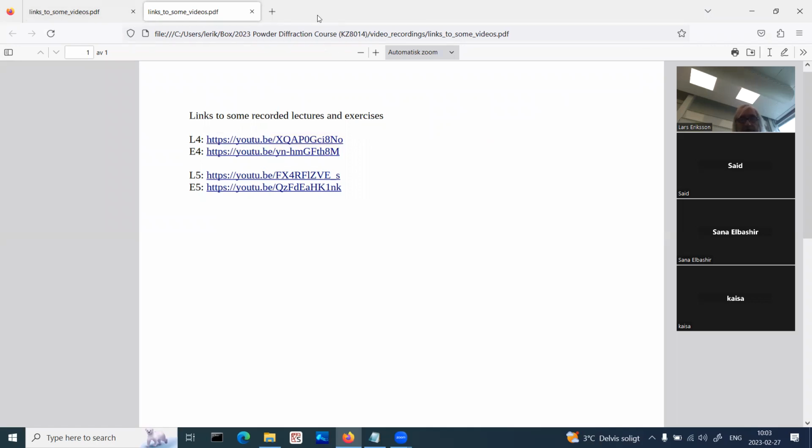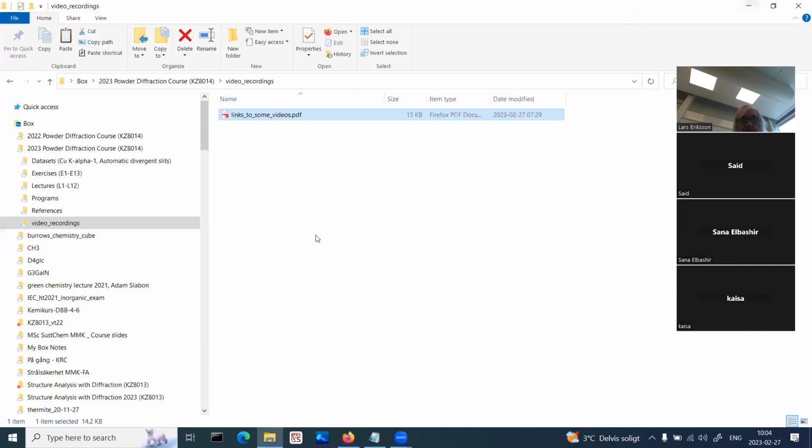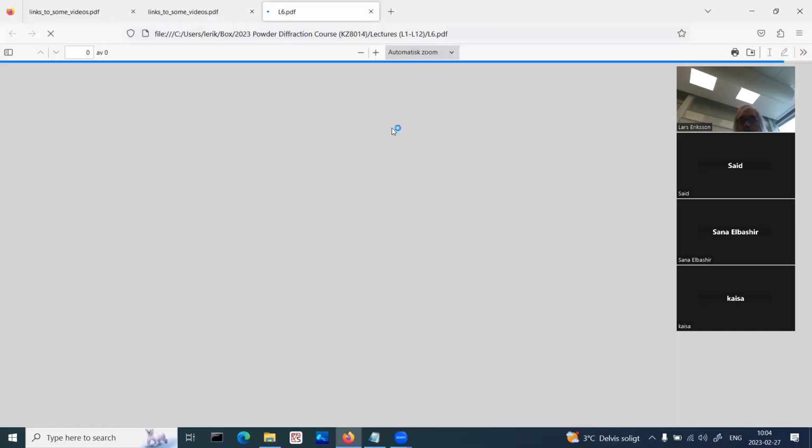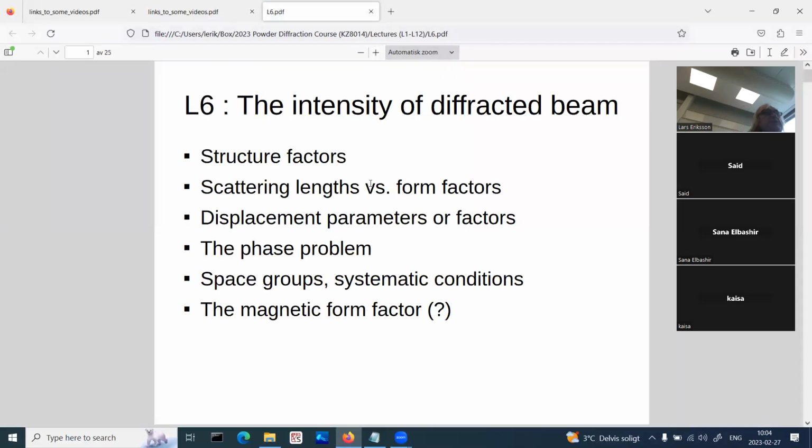Today's topic is reciprocal space methods, as the traditional type of methods to solve a structure.